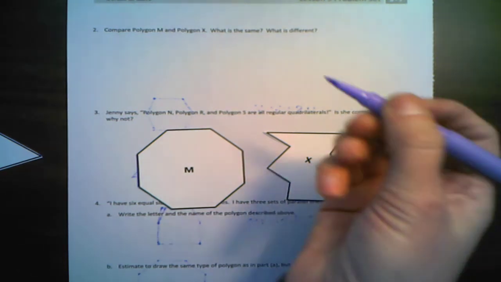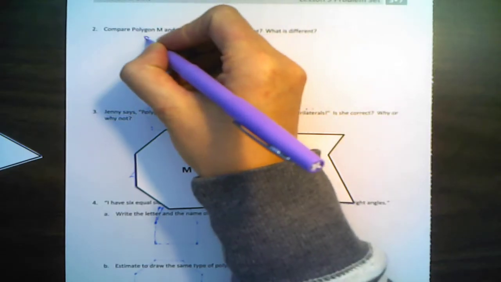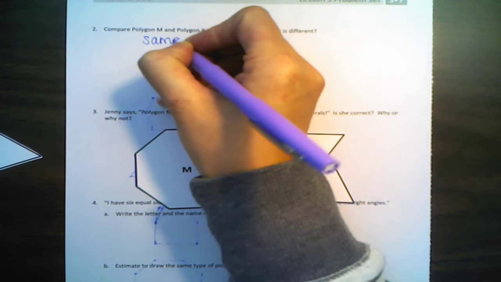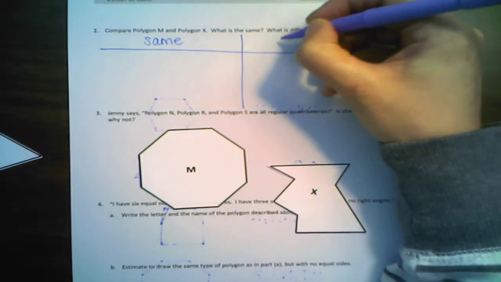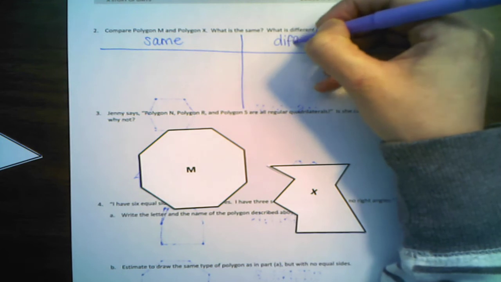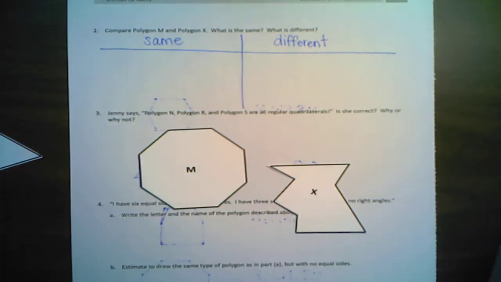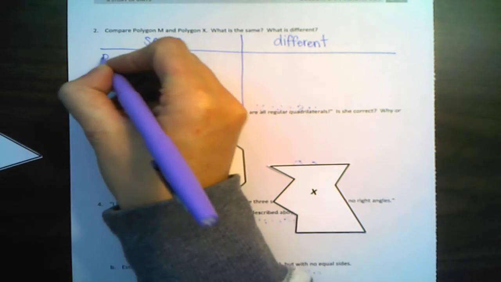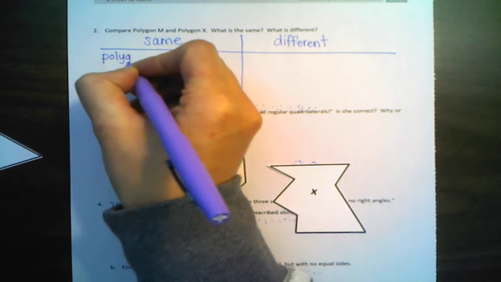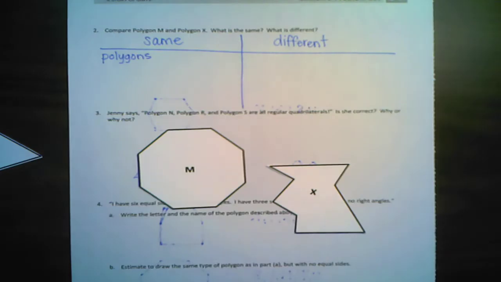Let's just make a little table. Same on one side and different on the other side. Right off the bat, we know it's the same. For one thing, they're both polygons, right? So I'm going to write polygons. What else is the same?